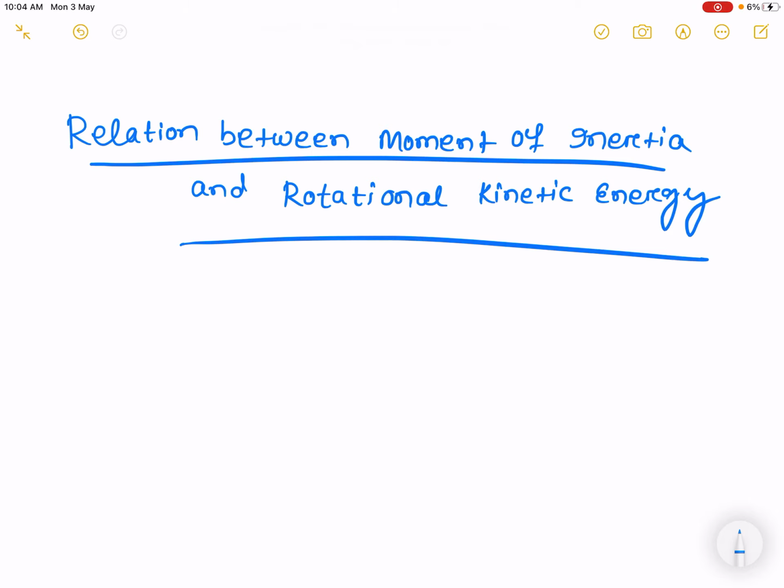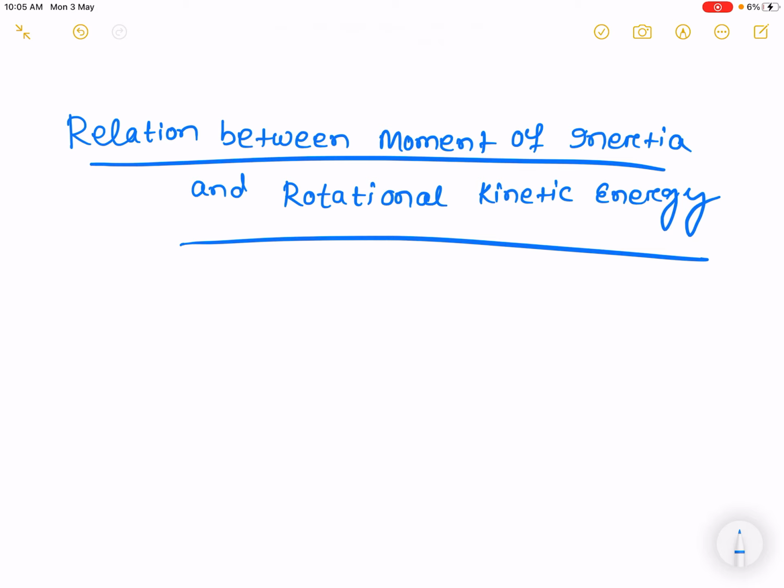Today we are going to discuss the relation between moment of inertia and rotational kinetic energy. In the previous class we have already discussed moment of inertia. Moment of inertia means the inertia property of a rotating body, due to which a body at rest always tries to keep its state of rest, or a rotating body always tries to keep its state of rotation in the absence of external rotating force, or we may call that rotating force torque.